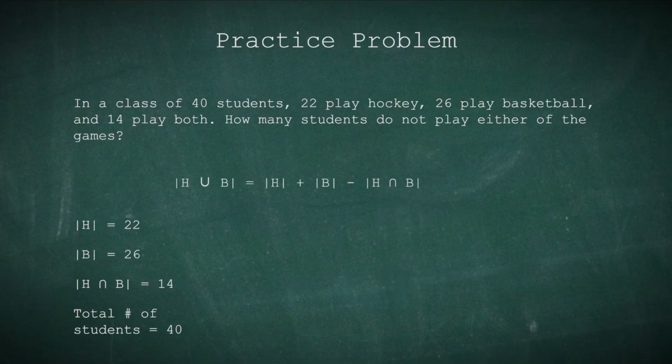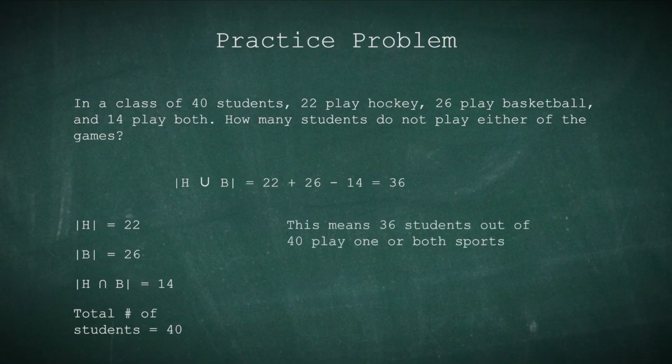And we also have this equation from before. We know that the union between two sets is the size of each of those sets added, and then you subtract the size of the intersection between those two sets. So we know that H union B is 22 plus 26 minus 14, which is equal to 36.